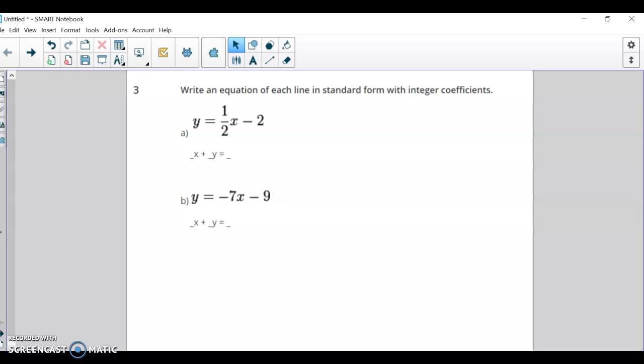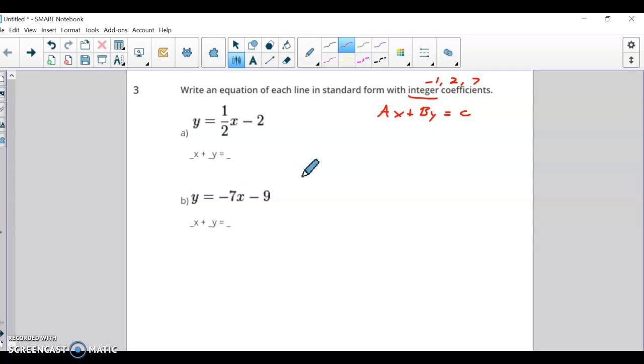All right, this is to help from the first assignment from 2.4, number 3. Our goal is to get it to standard form with integer coefficients. So standard form, one more time, has y and x on the same side. And integer just means non-decimal, non-fraction. So like -1, 2, 7, those are all integers.